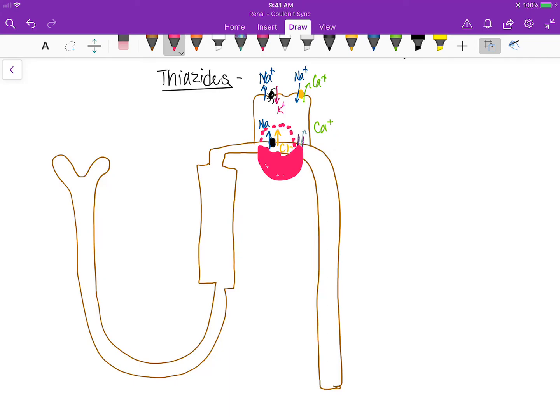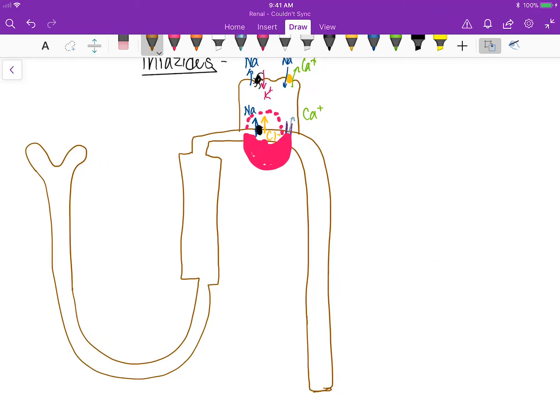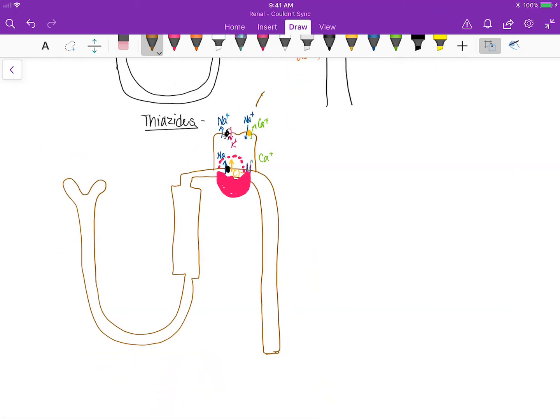For that reason, there's no sodium going into the cell. The cell is starved of sodium. Because it's starved of sodium, the only way it can get more sodium is this way. So it ends up taking in more calcium, and because of this exchanger, it gets more sodium into itself.